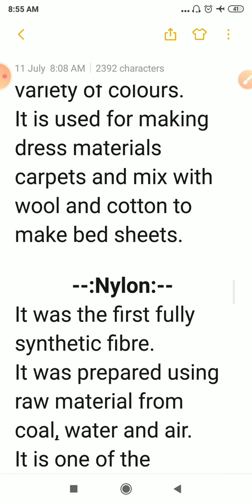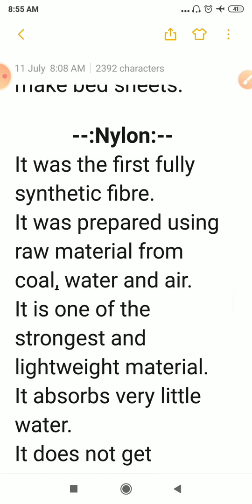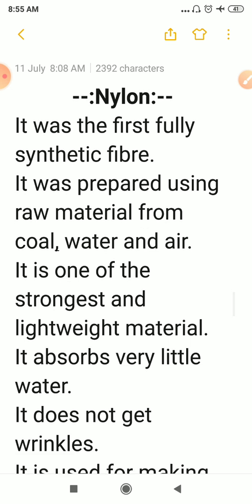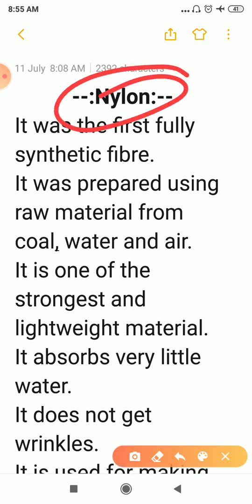The second synthetic fiber that we are going to discuss today is nylon. Every one of you is familiar with nylon. Nylon threads are used in our homes for a variety of purposes. Nylon is used for making clothes. Nylon ropes are used. Nylon was the first fully synthetic fiber that was prepared in laboratories.